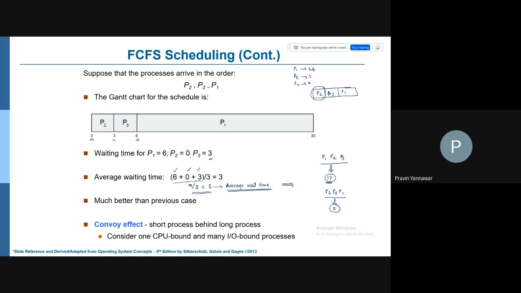The Convoy effect means where short processes are behind long processes, with one CPU bound process and many IO bound processes. At the cost of CPU bound processes, you can select the process so that maximum CPU is executed. But if it has certain IOs, the waiting time is going to be more because the IO request has to be served. So this is really very important.